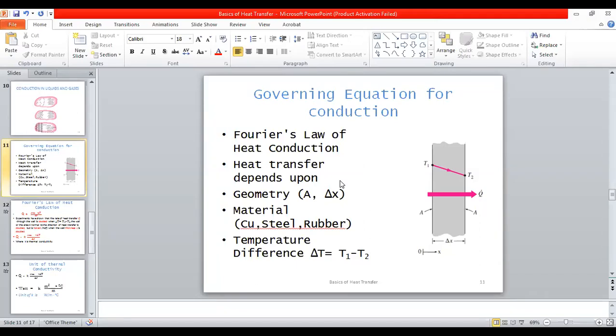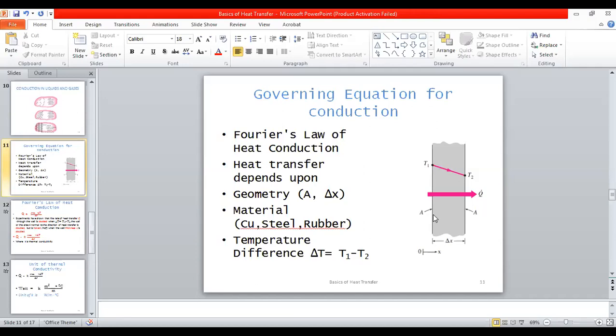There are three different parameters. One is the geometrical parameter, second is a material property, third is a temperature property. In the geometrical parameter, there are two aspects. One is the area which is perpendicular to heat. Suppose this is the wall through which heat is being transferred. That we have to see. This is the direction in which heat is being transferred, and this is the surface of the wall.